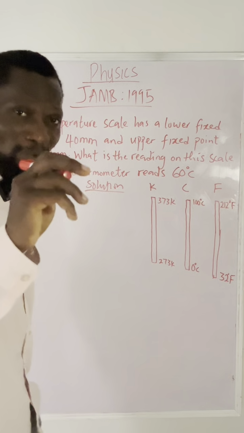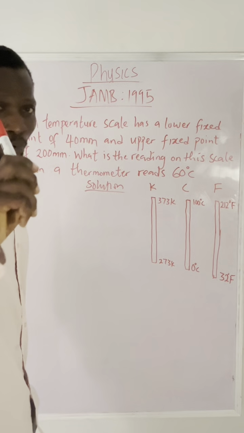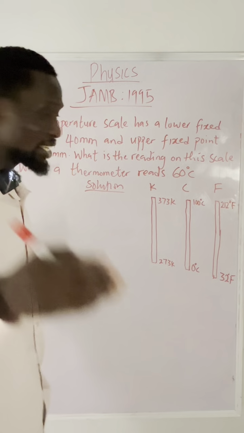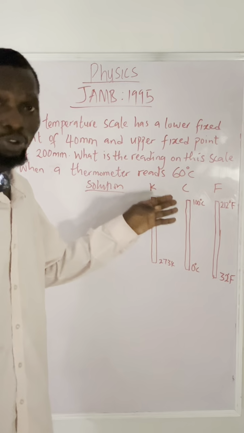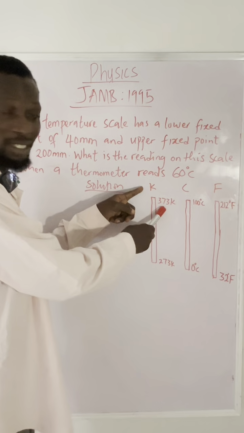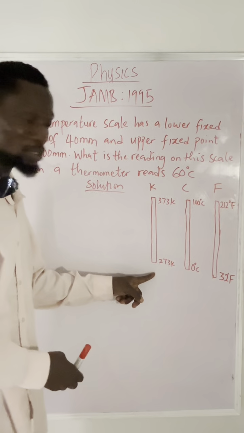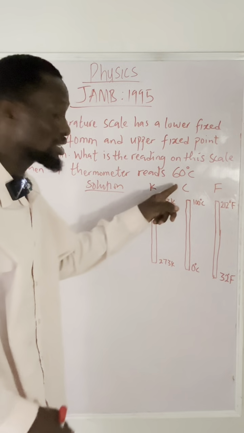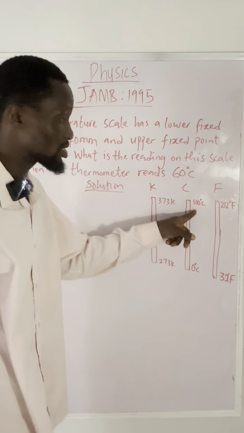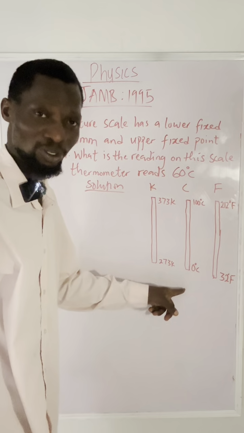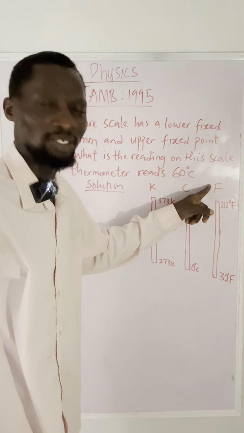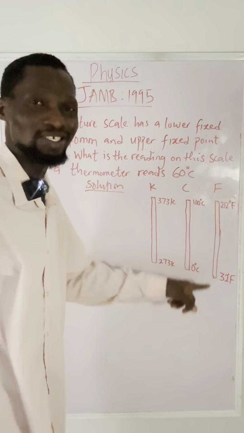One thing you have to understand is that no matter the scale, you will always have an upper fixed point and a lower fixed point. Some standard scales we are already used to: the Kelvin scale has an upper fixed point of 373 Kelvin and a lower fixed point of 273 Kelvin. The Celsius scale has an upper fixed point of 100 degrees Celsius and a lower fixed point of 0 degrees Celsius. The Fahrenheit scale has an upper fixed point of 212 degrees Fahrenheit and a lower fixed point of 32 degrees Fahrenheit.